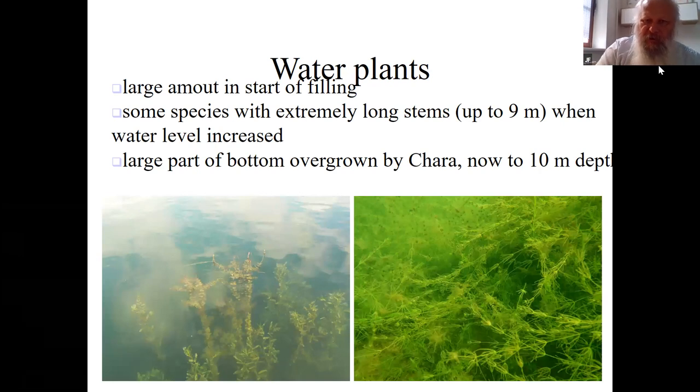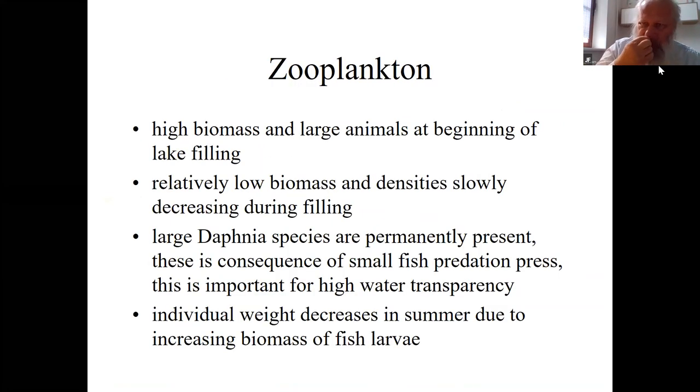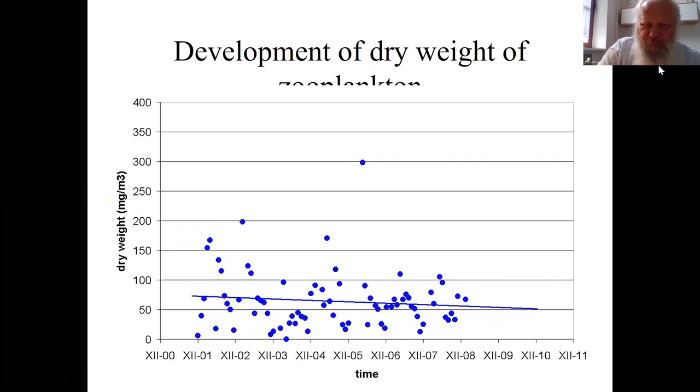There is quite good development of water plants. I think they will also be treated more in the lecture. There was a large amount already when the filling started, and they were quite big because of the surplus of nutrients, and at the beginning the water column was warm and not so deep, so there was quite large production of these plants, which on the other hand might also help to regulate this eutrophication problem. There is a flush of zooplankton following the flush of phytoplankton after filling, and the dry mass of zooplankton is gradually decreasing with time from filling.